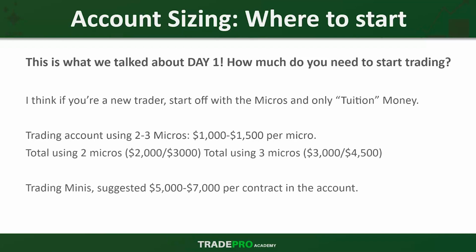I don't think people should really venture into the minis unless they have a very, very good understanding of the market and success with micros, being able to scale, understanding your position sizing. Pretty much a developed trader with micros then should go into minis, right? Because psychologically 10x the risk per contract can really shake people up. So I suggest 5 to 7 grand per contract for minis, understanding that 1 point risk is $50 per contract.